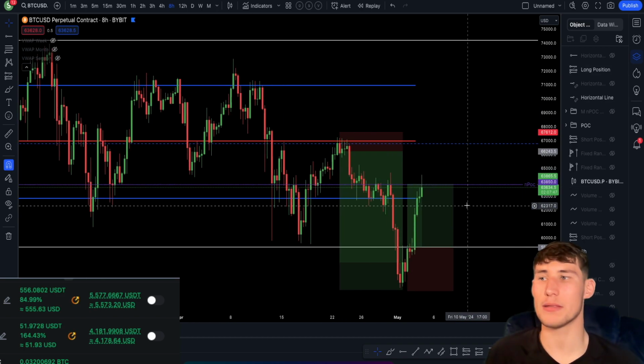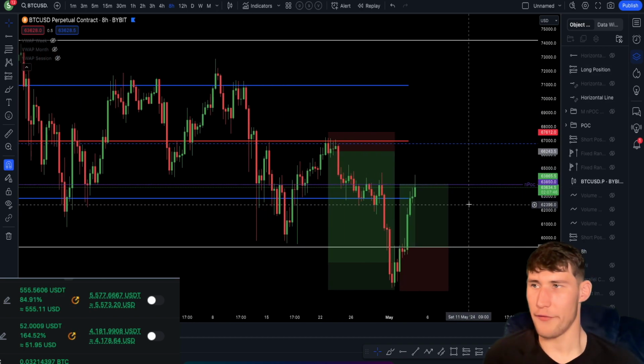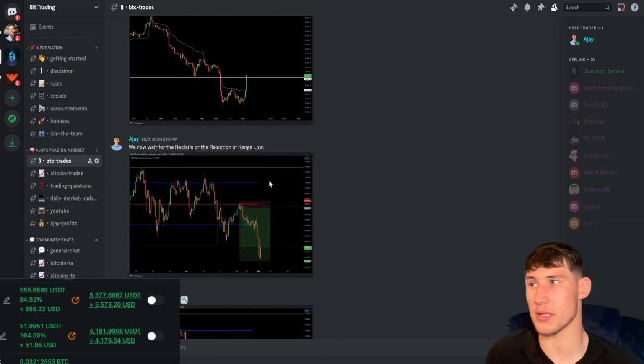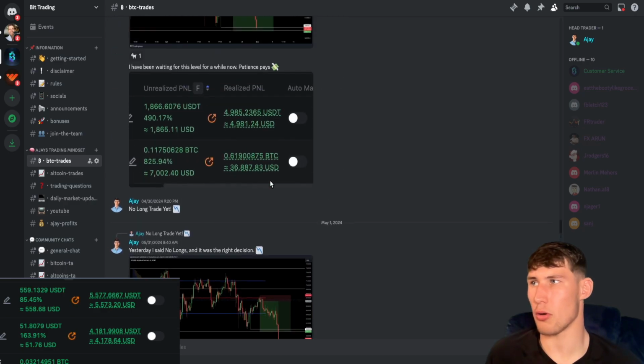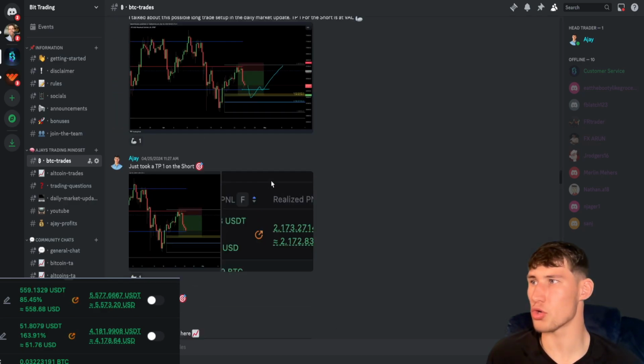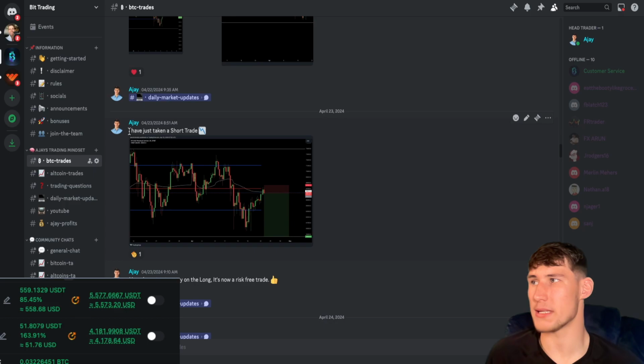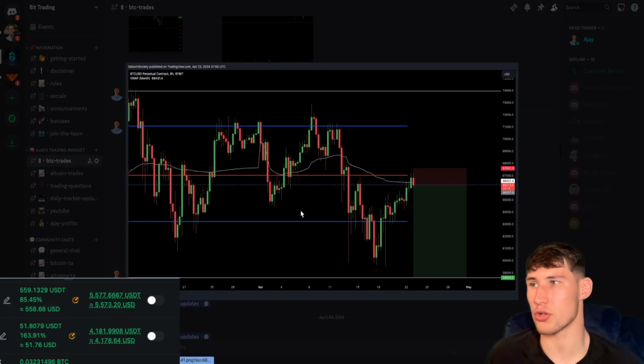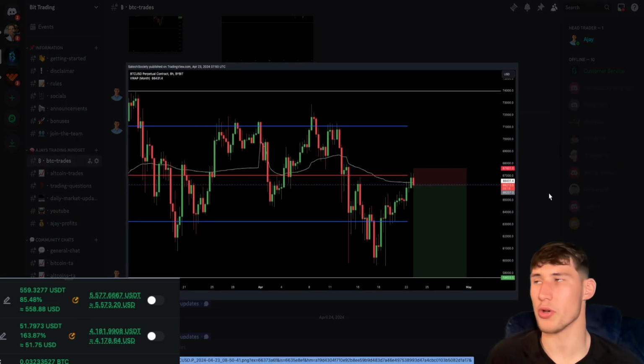These have been some extremely profitable trades for myself and the team here at Bit Trading, because both of these trades were given to the team in the Visionary Discord. If we scroll up, we can see the short trade that I actually gave the team right here. I said I have just taken a short trade. There was the setup that I was looking at.